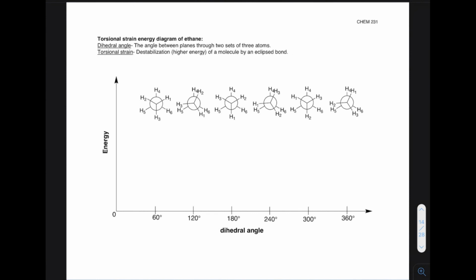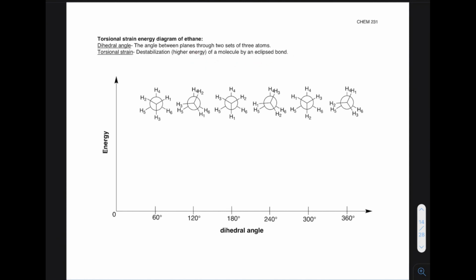So energetically, remembering that staggered conformations are more stable than eclipsed conformations, what does this look like on a graph? Okay, so we're going to look at the torsional energy strain of ethane. And what does torsional strain mean? It means the destabilization or higher energy of a molecule by an eclipsed bond.